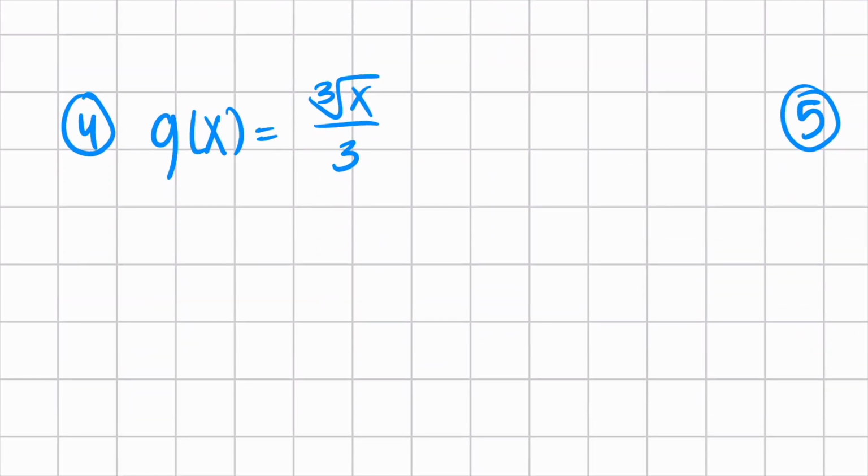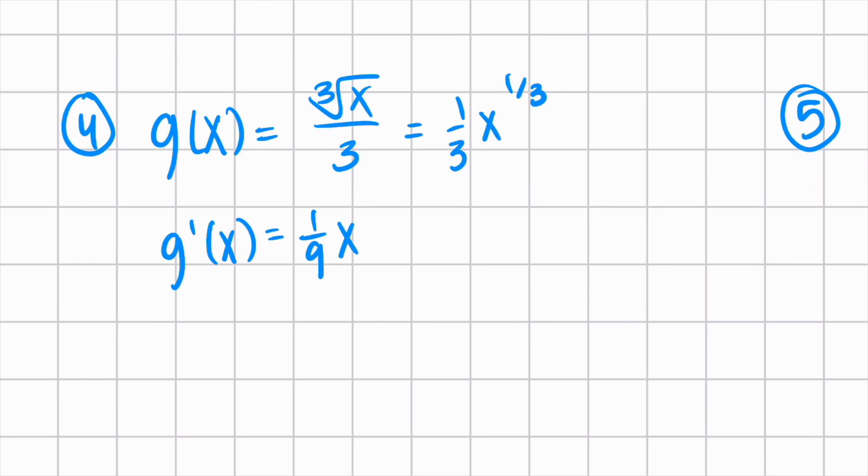Number 4, let's rewrite this one. This is going to be 1/3 x to the 1/3. Taking the cube root of something is the same thing as raising it to the 1/3 power. When I take the derivative, bring down the exponent, and I'm multiplying, so I get 1/9. X 1/3 minus 1 is negative 2/3.